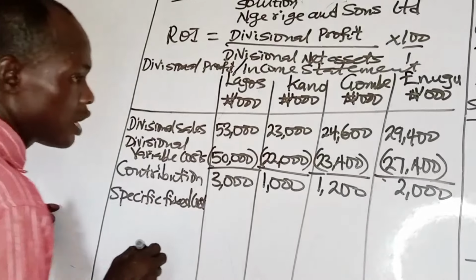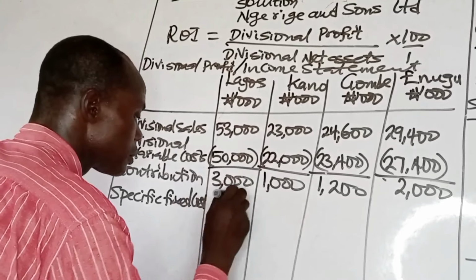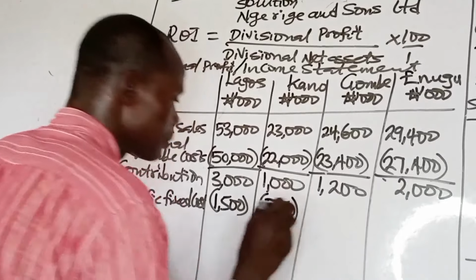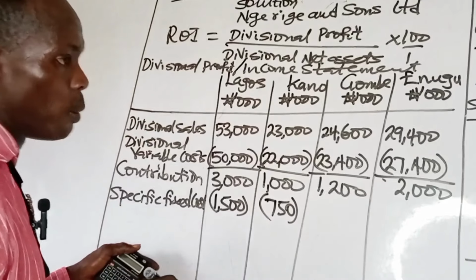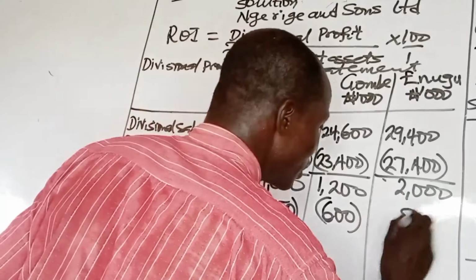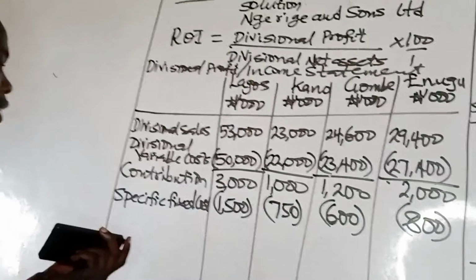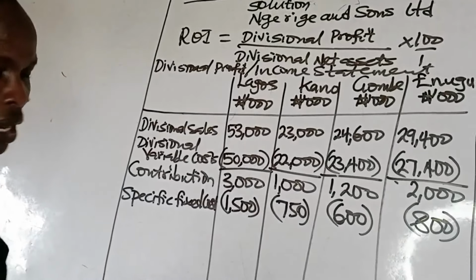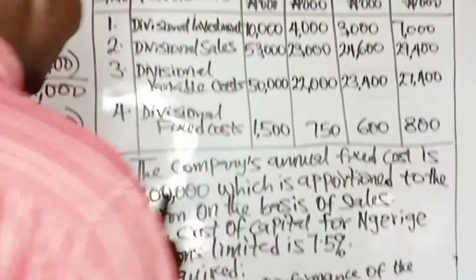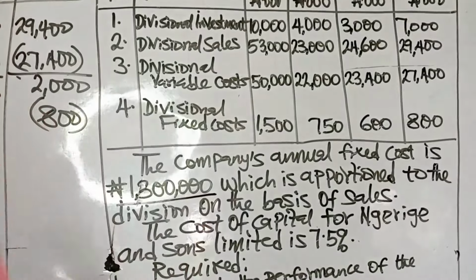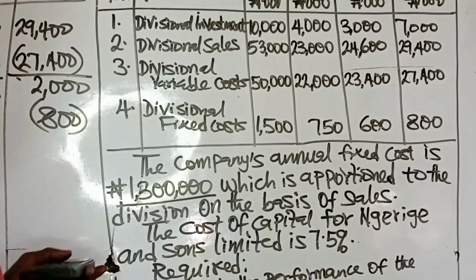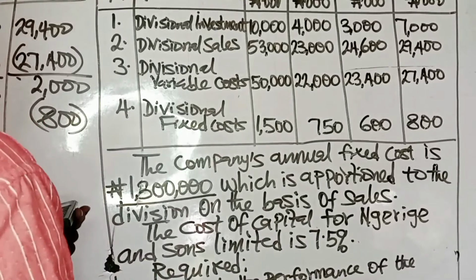For Lagos division, we have 1.5 million. For Kano, we have 750,000. Then for Gombe, we have 600,000. And then for Enugu, we have 800,000. These are the specific fixed costs of each of the divisions. Back to the question. The company's annual fixed cost is 1.3 million, which is apportioned to the divisions on the basis of sales.